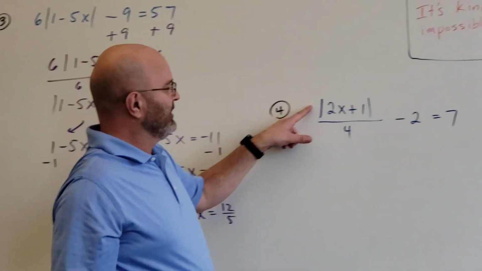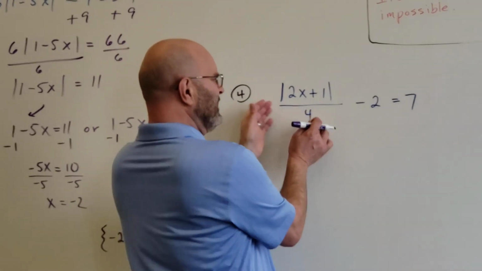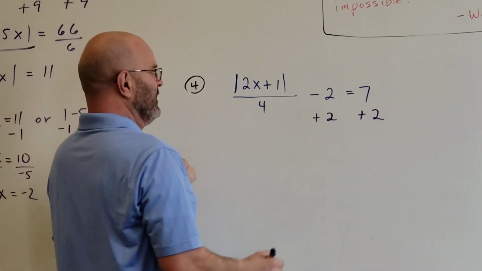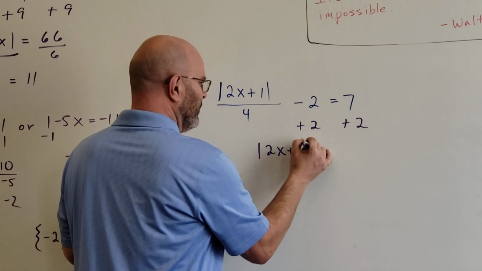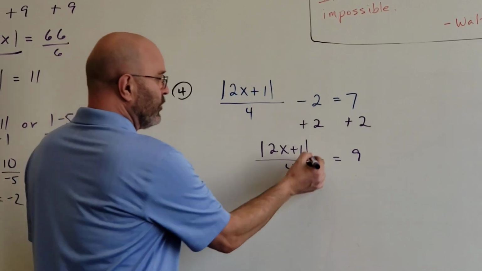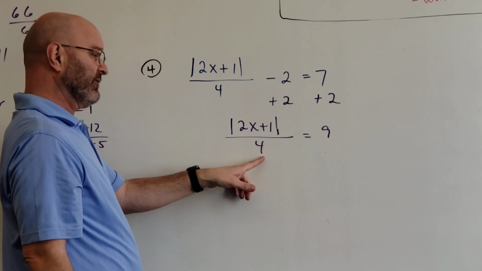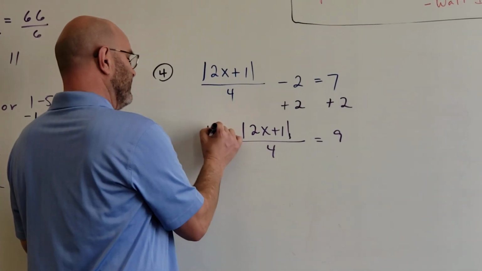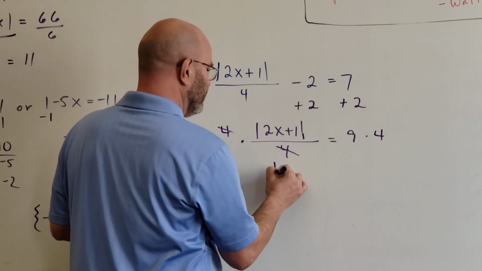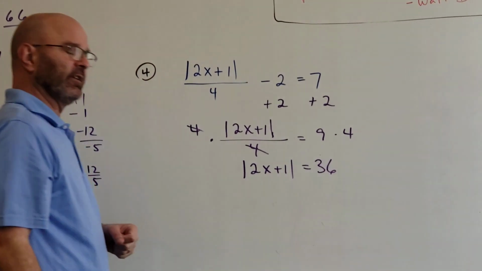To get the absolute value by itself, we have a 4 on the bottom here and 2 is being subtracted. So we want to get this term by itself first, so I'm going to add 2 to both sides. This gives us the absolute value of 2x plus 1, over 4, equals 9. So here we're not going to divide to get the absolute value by itself. We need to multiply because that 4 is on the bottom. So I'm going to multiply the left side by 4. I'm also going to multiply the right side by 4. And those 4's will cancel. And notice my absolute value all by itself. The number on the right is 36.